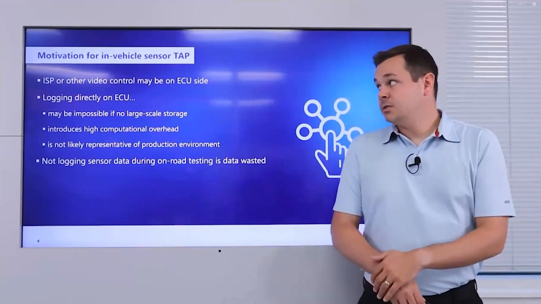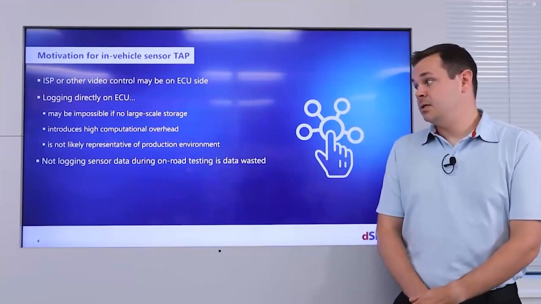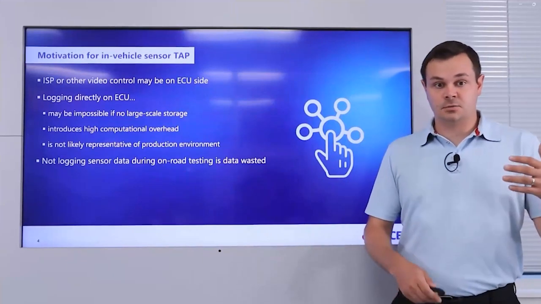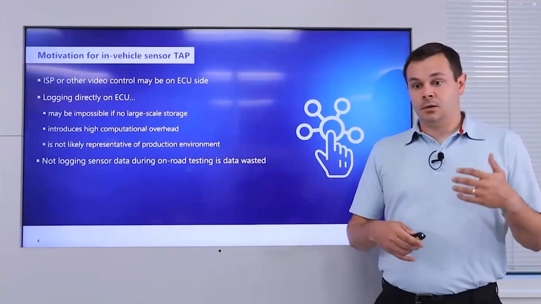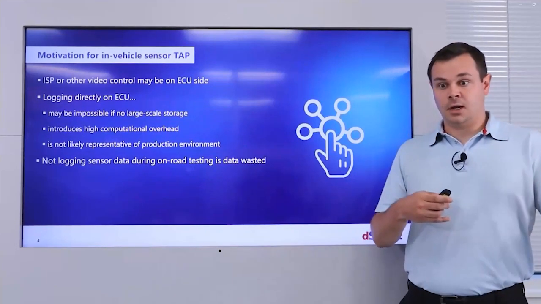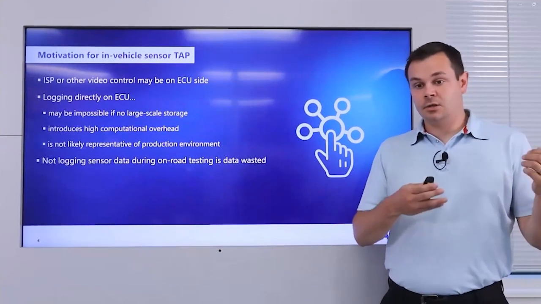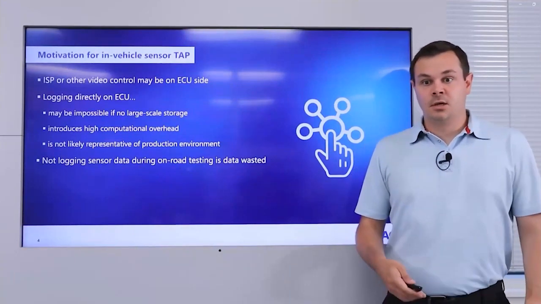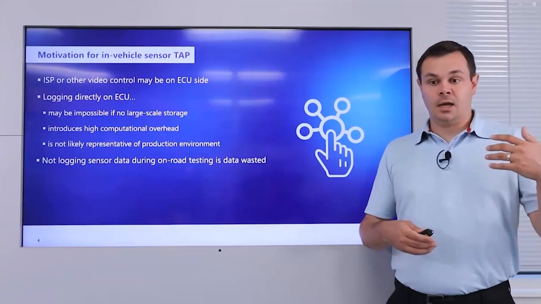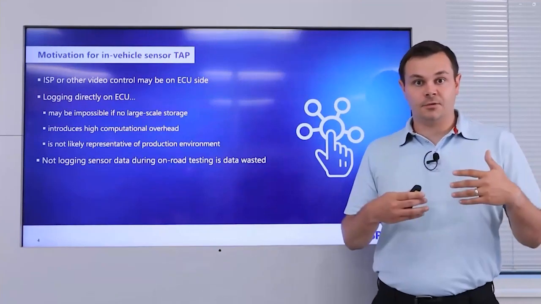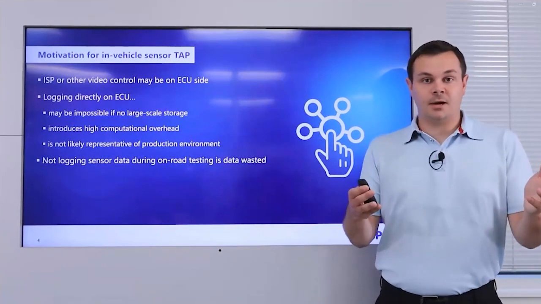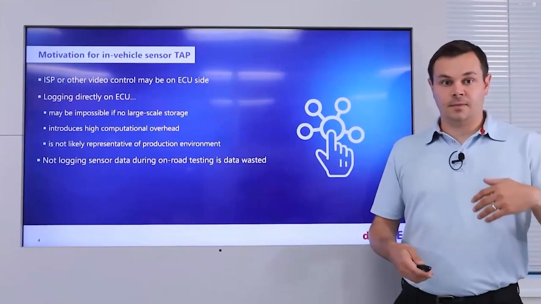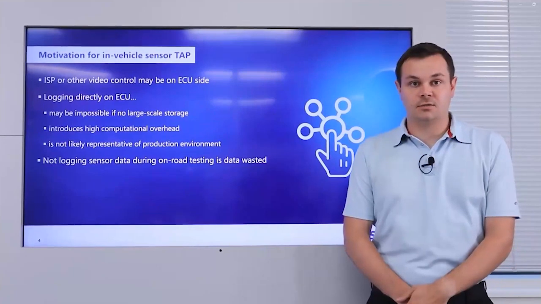Another reason we may want to do this in-vehicle sensor tap is that not logging sensor data during our on-road testing is really just wasting the data. If you were to simply not have a logger at all and connect the sensors up to the ECU and do your on-road test, then any data that you might have been able to collect, any data about any failures of the system, you're just going to throw out, and that won't be useful for your validation activities later.